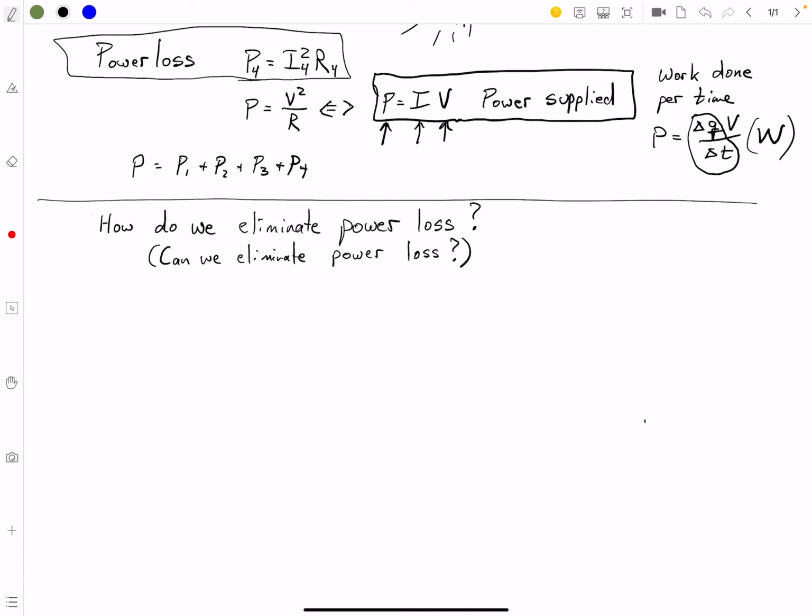Why would you want to know? Well, it makes everything a lot more efficient if you can push your current through and not have any loss, no heat thrown out of the system. That's fabulous, right? Everybody wants that. So, do you guys remember what allows us to do that?